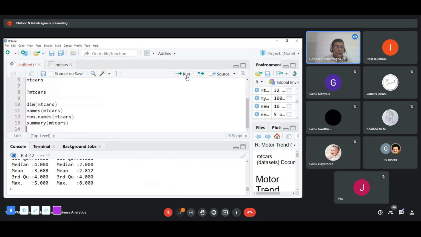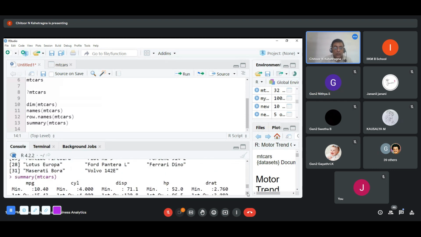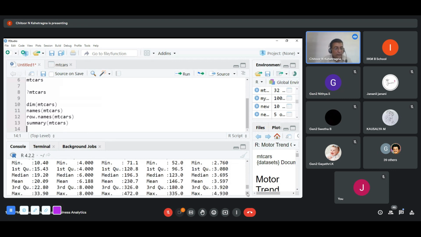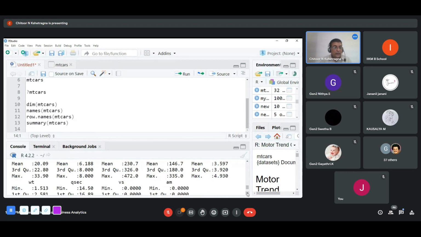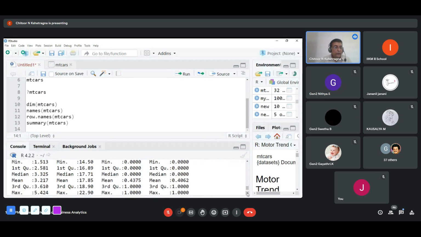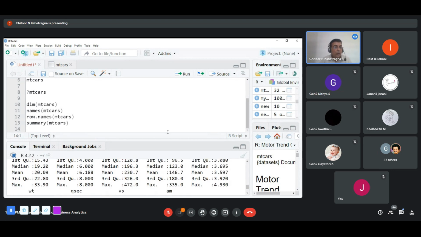I just do summary. It tells me what? For each of the columns, let's say I look at miles per gallon. It tells me the minimum is 10.4. Some car is giving 10.4. One car is giving 33 miles per gallon, very high. Right? The mean is the average value, 20. Median is the central value, 19.2. And then the quartiles, the first quartile, second quartile, third quartile, I also have some numbers here. Same thing for weight. Minimum weight of the car is 1.5 lbs, or pounds, but the maximum weight is 5.4. Like that, for each of the variables, I can get a lot of data here.